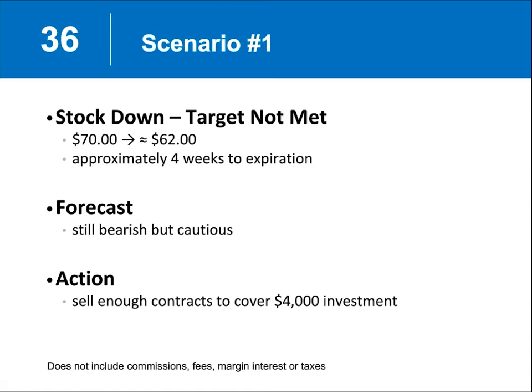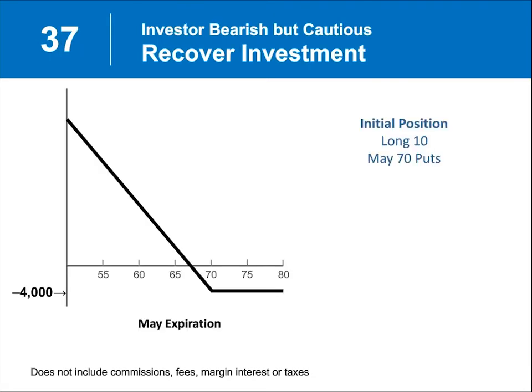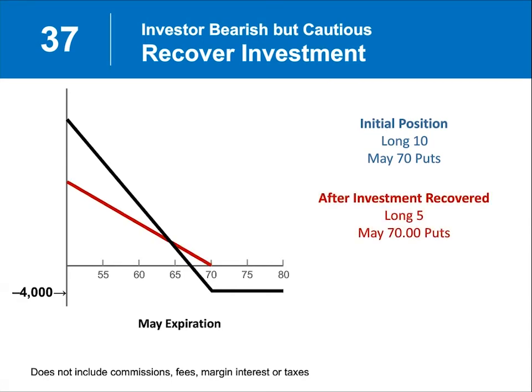We still think it's going lower, and we're bearish but cautious. Similar to the calls, we're going to follow the same format here, but look at it from the opposite side. We sell enough contracts to recover our $4,000 investment. Very simple, very logical, but again, not as thought of or considered when I speak to investors and traders as much as you might think. In this case, we sell enough contracts to recover all of that $4,000, and here's our P&L graph. After having sold those, we hold 5 instead of 10.